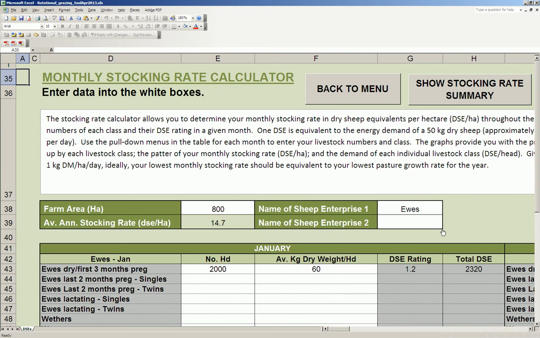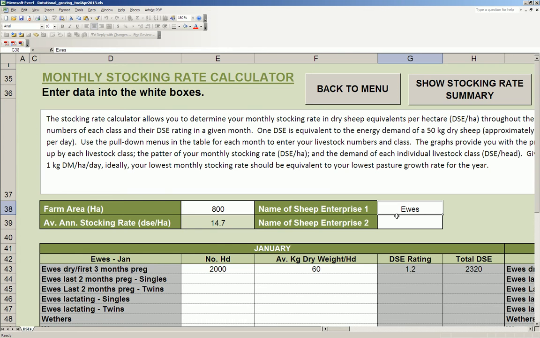Okay, in the Monthly Stocking Rate Calculator, it will ask you first, what's your farm area? So I'm going to say it's 800 hectares, and I'd write that in the box. Okay, the next bit is to name your sheep enterprises. So in here you can actually see two different sheep enterprises separately if you want to. Today I'm just going to have the one, which is my ewes.